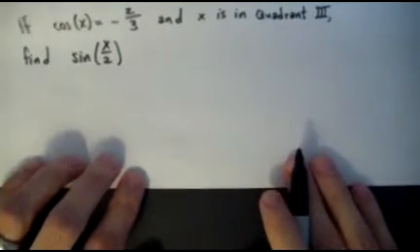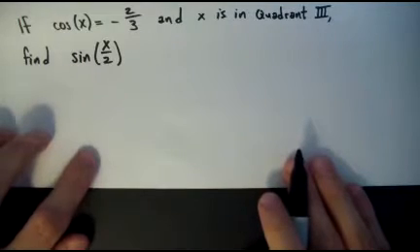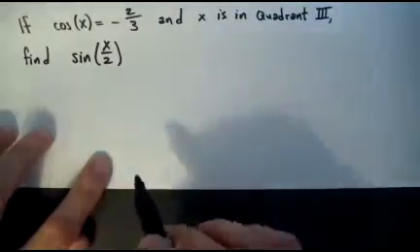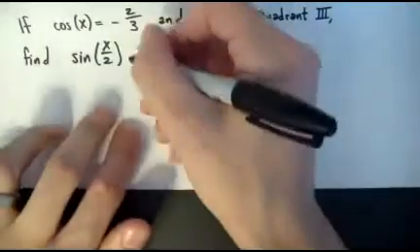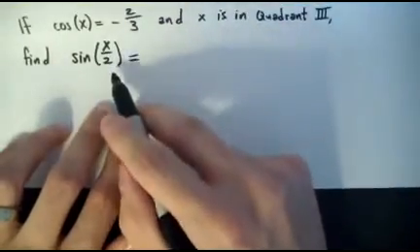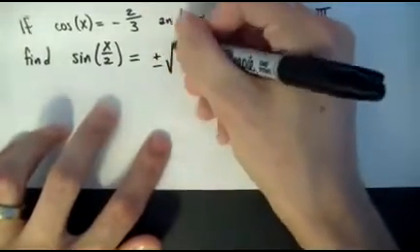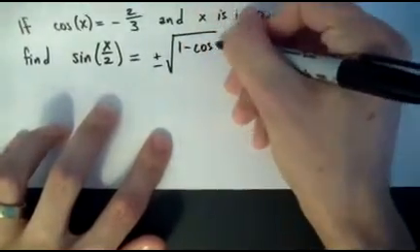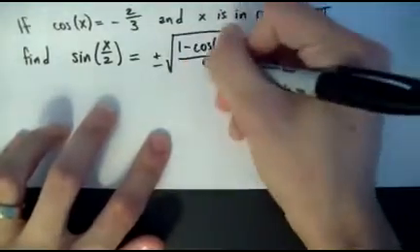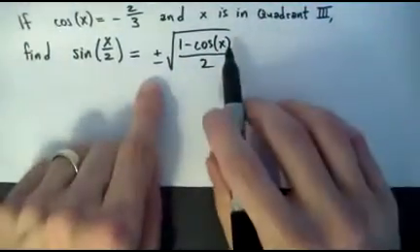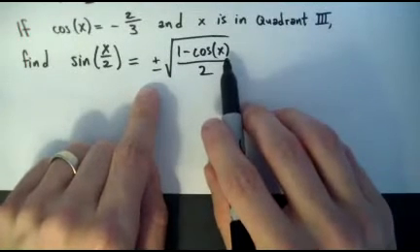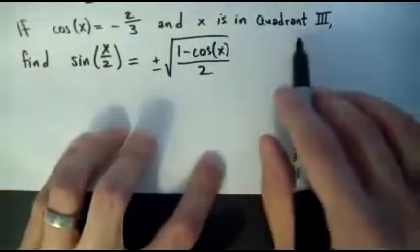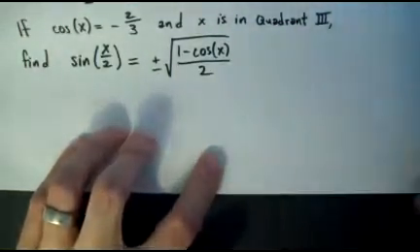All right, as another example, let's see if cosine of x is minus 2/3 and x is in quadrant 3, let's find sine of x over 2. Well, we can immediately write down what the formula for sine of x over 2 is. It's plus or minus the square root of (1 minus cos of x) all over 2. And again, we already know what cosine of x is. We were told that. And so all we really need to do is decide whether you use the positive or the negative sign. And that's going to come with this extra information about what x is. X is in quadrant 3. So let's think about that.